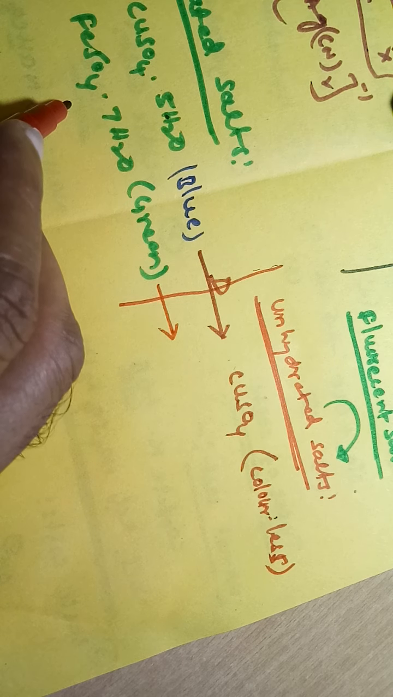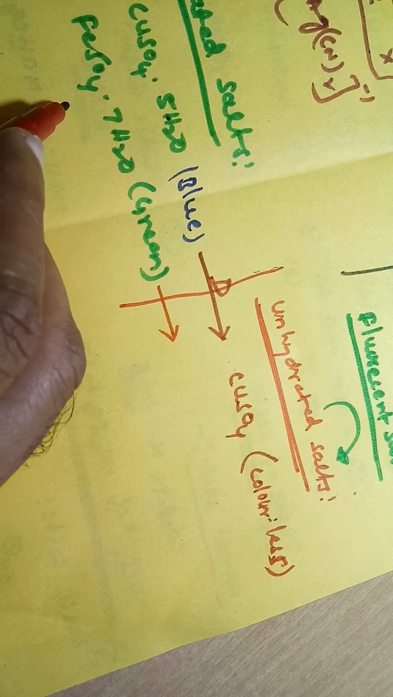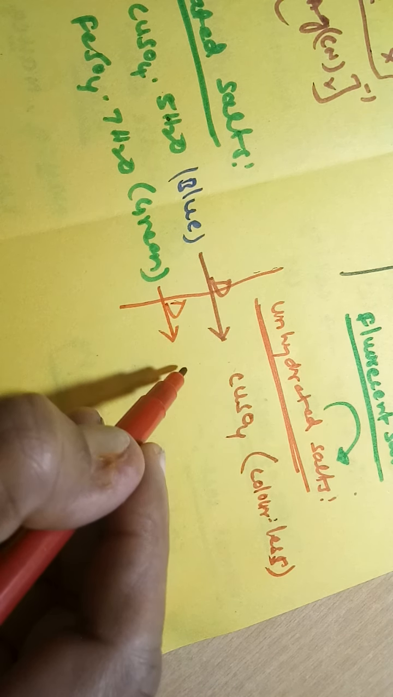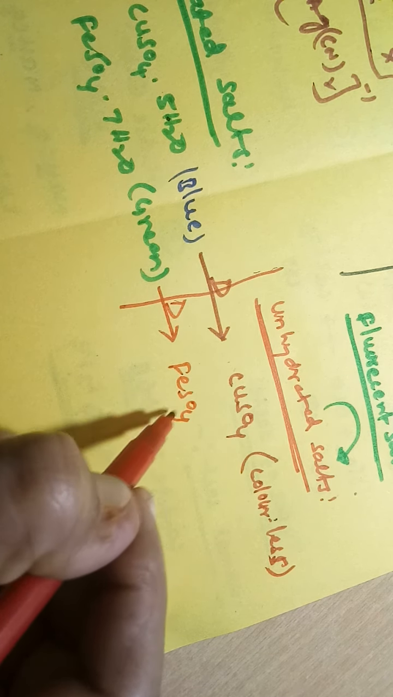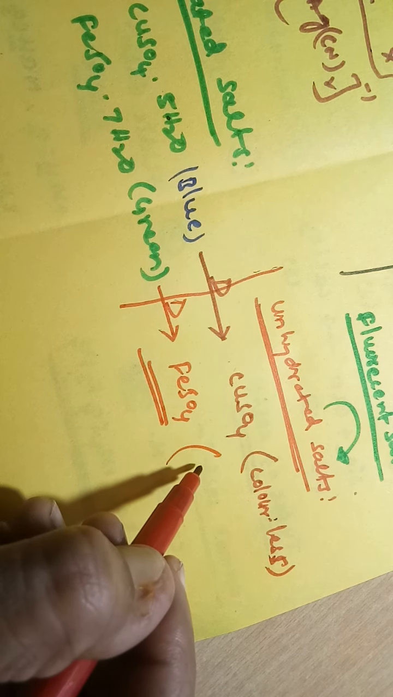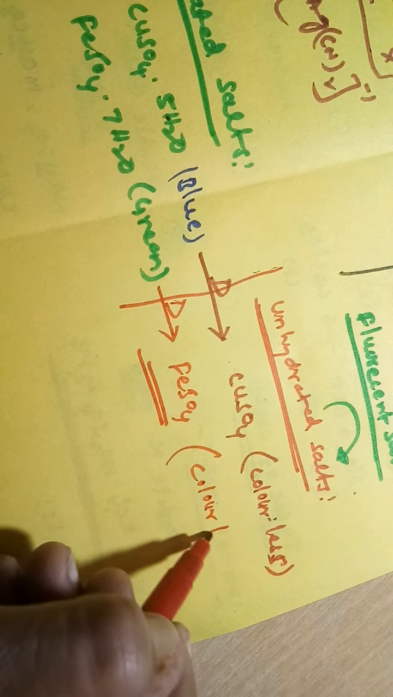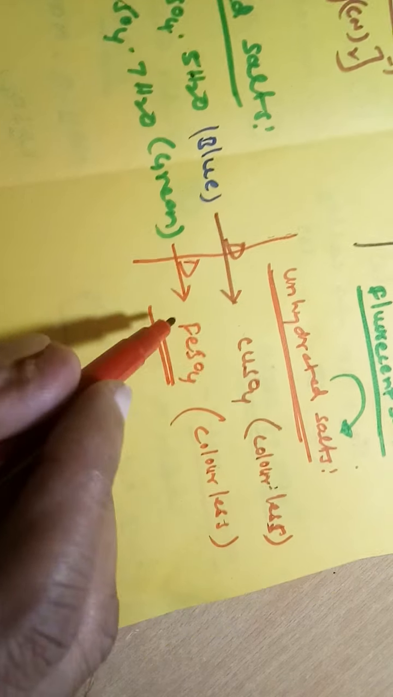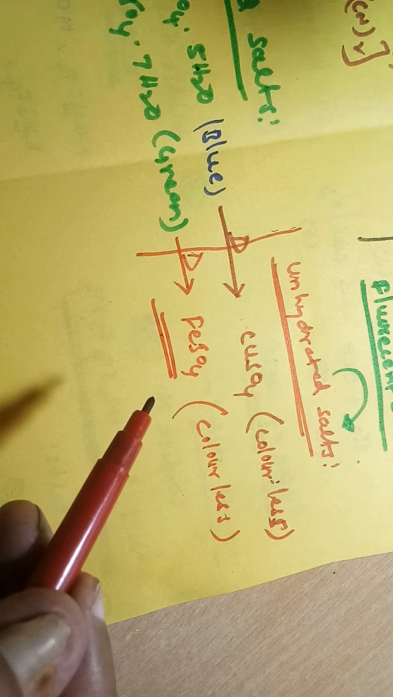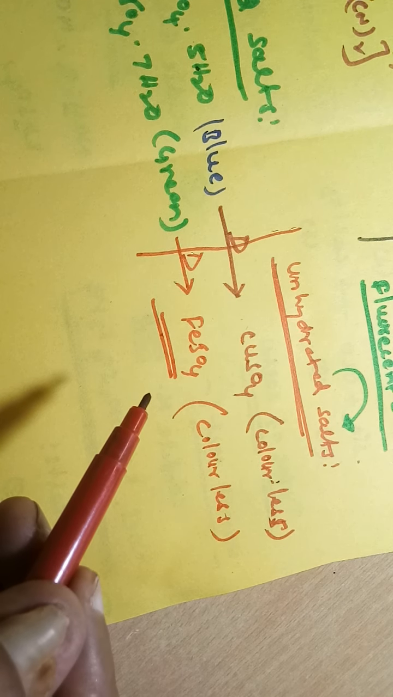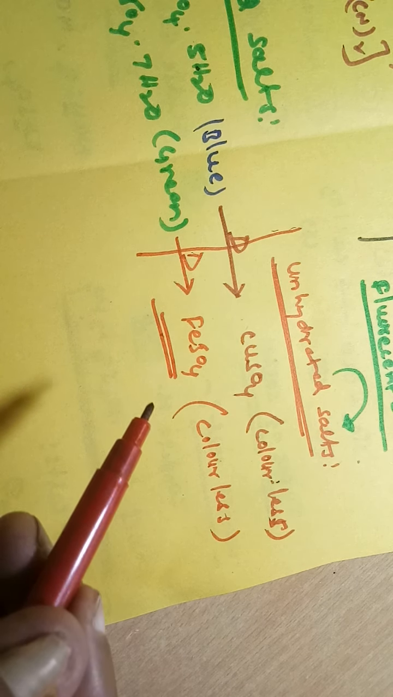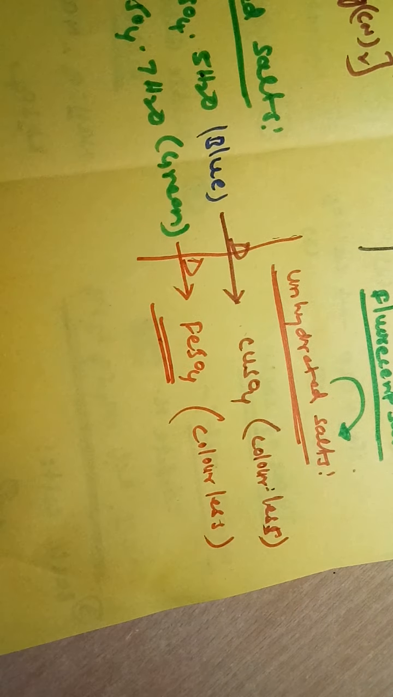Next one, FeSO4.7H2O is called green vitriol. It has 7 water molecules. When we heat it, it loses water molecules and forms an unhydrated salt. What is the color of unhydrated FeSO4? Colorless. Unhydrated salt means the salt formed due to loss of water molecules from a hydrated salt.